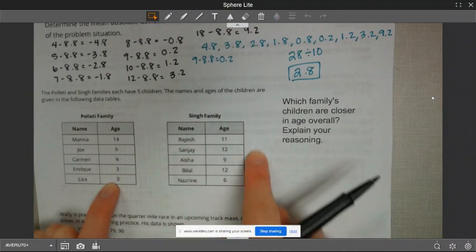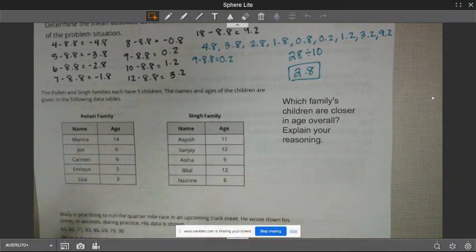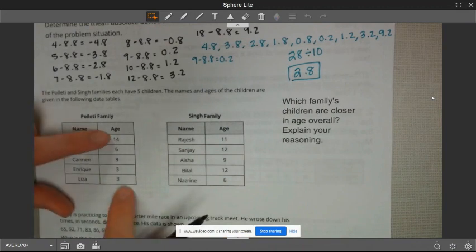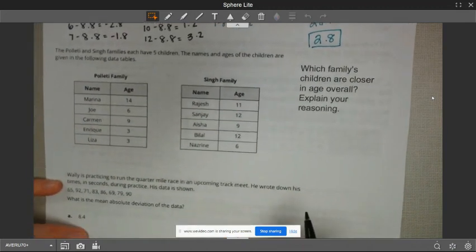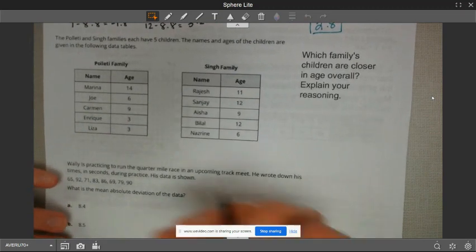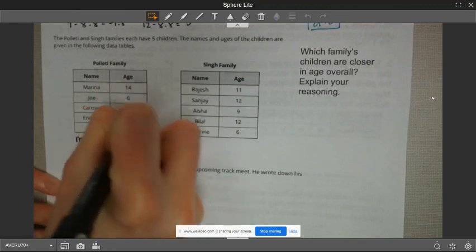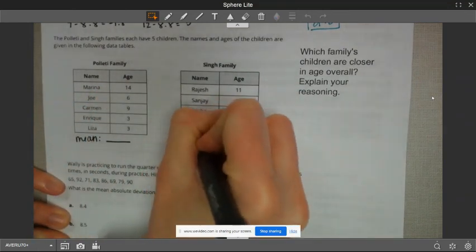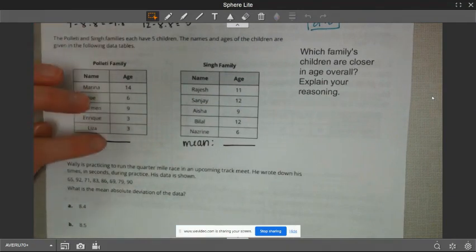Well, just looking at the tables, I'm probably going to guess that the Singh family is a little bit closer together in age because all of their ages seem to be tighter, more compact, whereas this one has a 14-year-old and 2 3-year-olds. But to verify that, I'm going to need to find the mean absolute deviation because we're talking about variability. If they're closer in age, there's not a lot of variance.